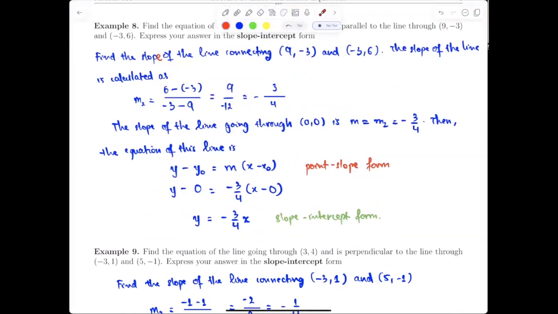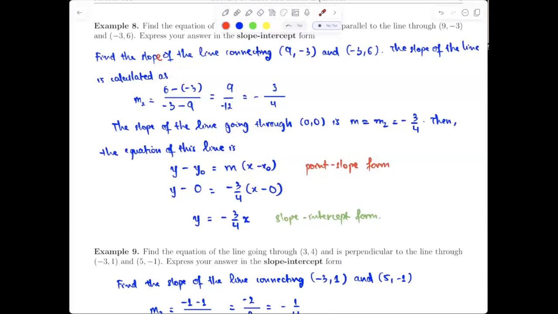Again, you're going to start with the point-slope form. It's of the form y minus y0 equal to m times x minus x0. Given that x0 is equal to 0, y0 is equal to 0 as well. So you substitute into the formula, and the slope is equal to negative 3/4. So this is what you get.